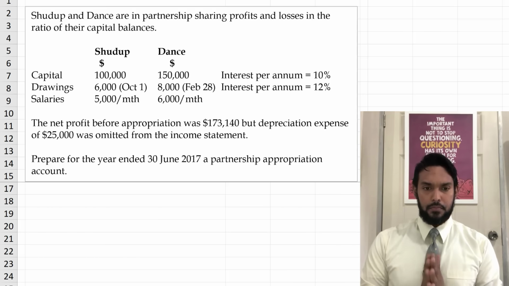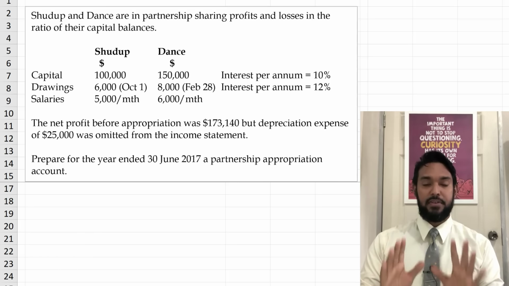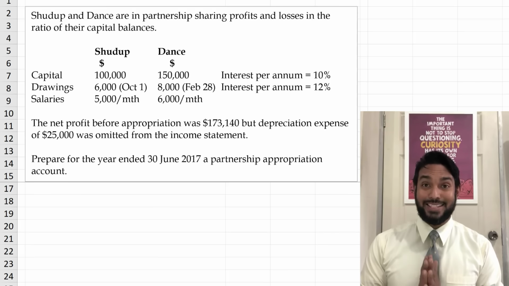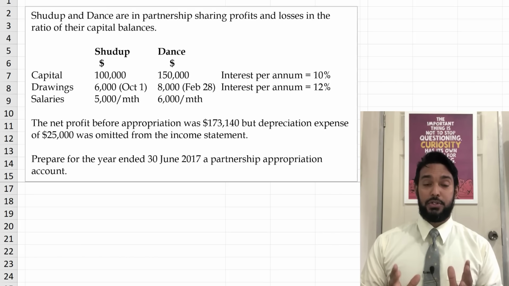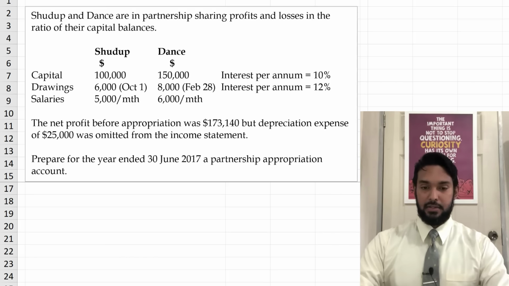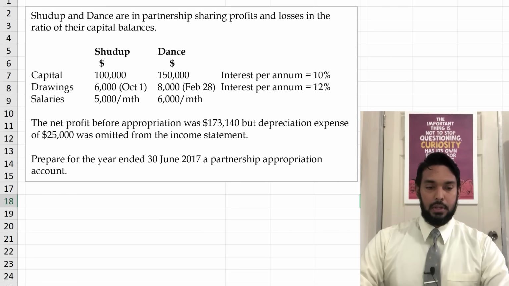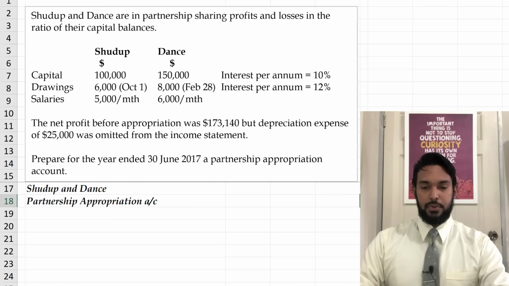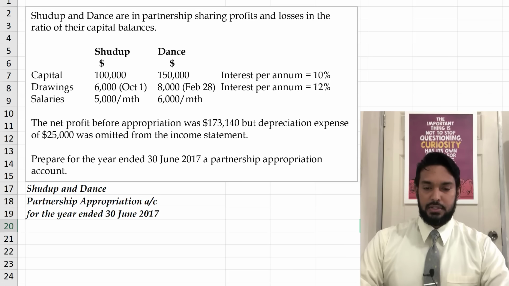Okay, so what are we going to do? Even if you read a question and it seems a bit daunting, just take it one thing at a time. Start by heading up your question, your statement. You get marks for that. So I'm going to go here. Name, Shut Up and Dance. Appropriation account for the year ended 30th June 2017. Okay, cool. Dollar signs, let's go.